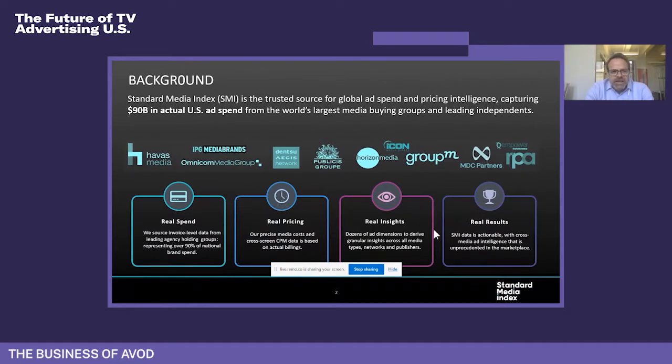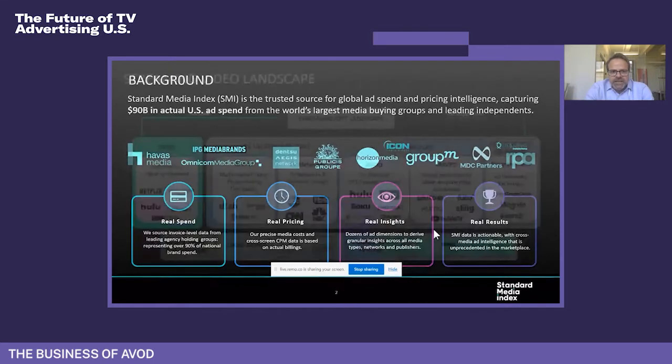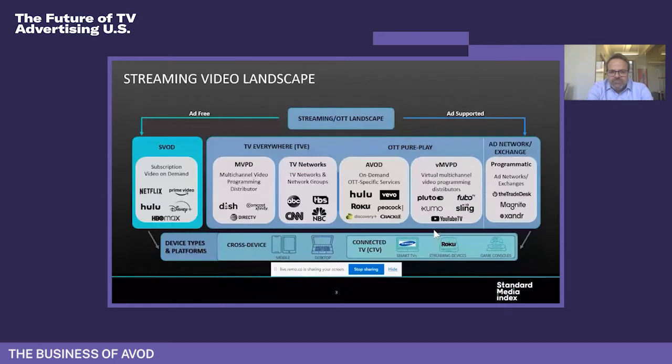independents. Basically we take information and transform it into a structured data set that the agencies can use for benchmarking and that we can bring to the market in the form of census-based spend and pricing data. So if we look at the streaming video space, it is very complex, and it's great that Guy started with a little bit of the acronyms.